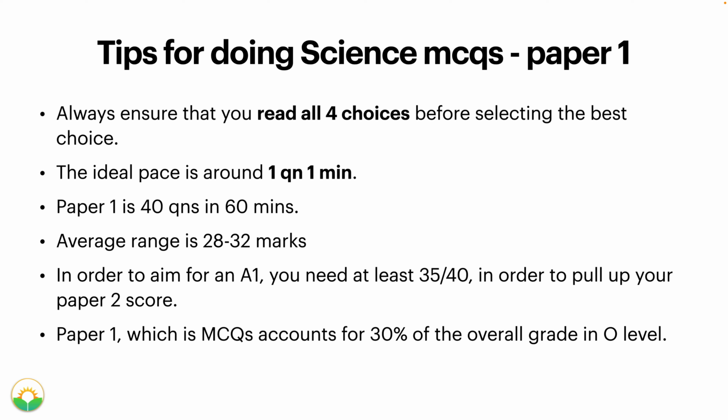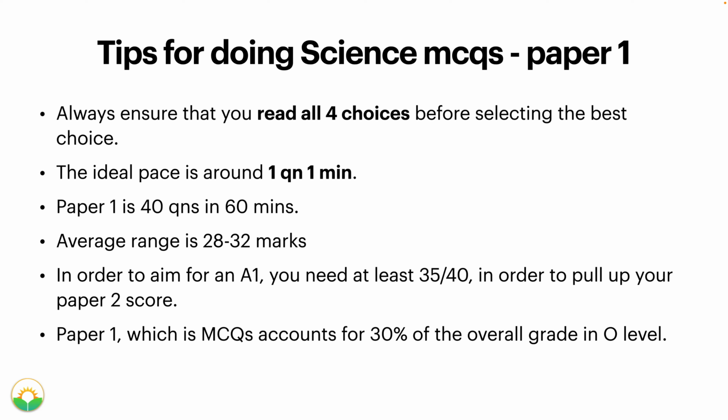Okay, so from experience, usually students will get the average range is 28 to 32. So if you want to secure A1, ideally you should try to get at least 35 and above. Okay, most students about 28 to 32, this range. And don't forget, usually paper 1 is a good paper for you to pull up your score for your paper 2 and paper 3, your structured question and your practical.